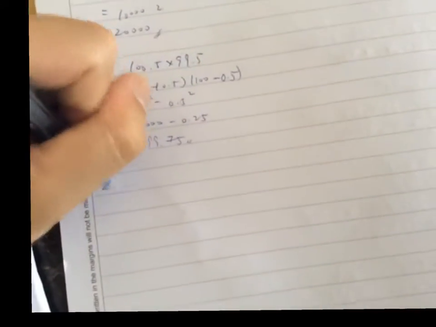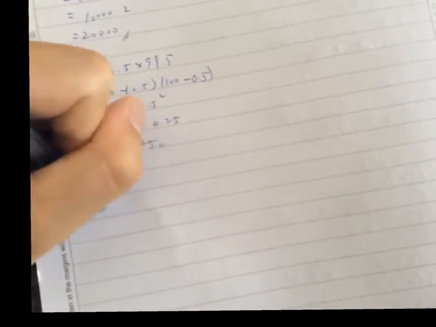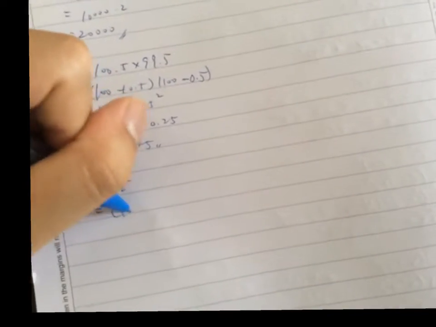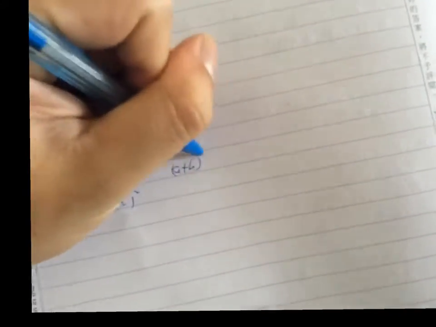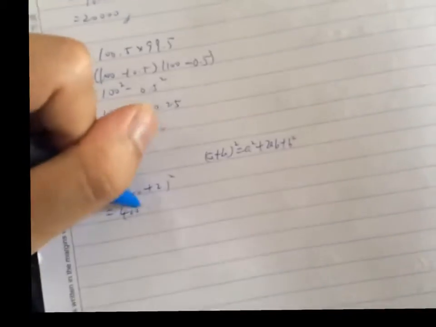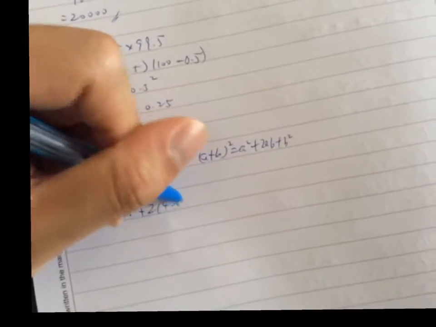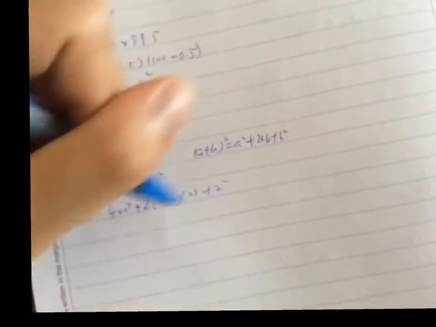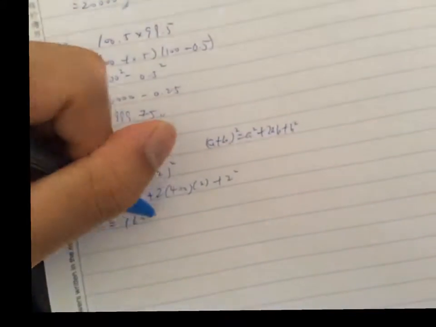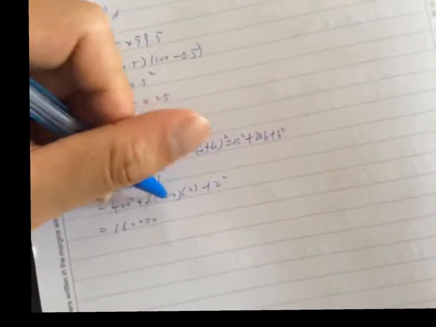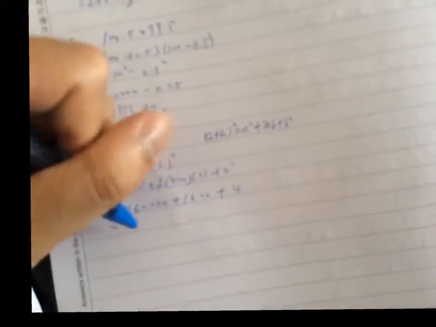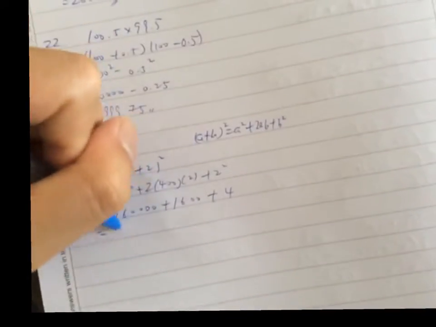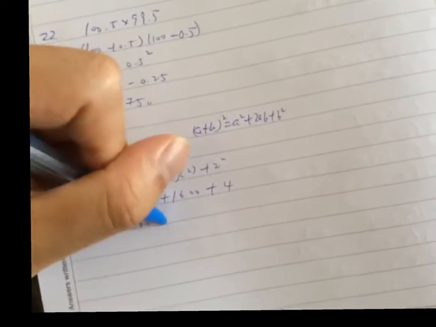Number 23. 402 squared. It is (400 plus 2) squared. So I'm using the perfect square identity, a squared plus 2ab plus b squared. So it's 160,000, and then 4 times 400 is 1600, plus 4. So we get 161,604.